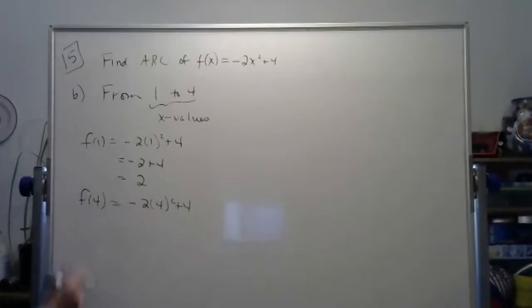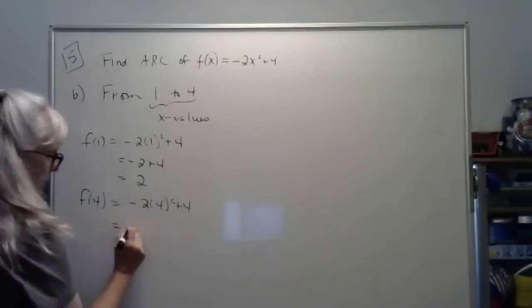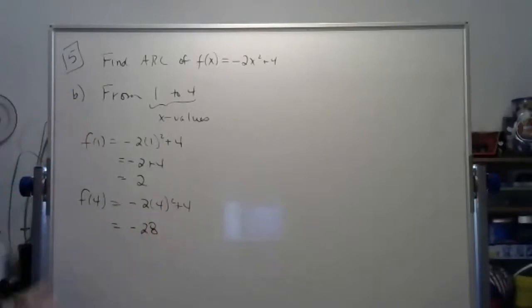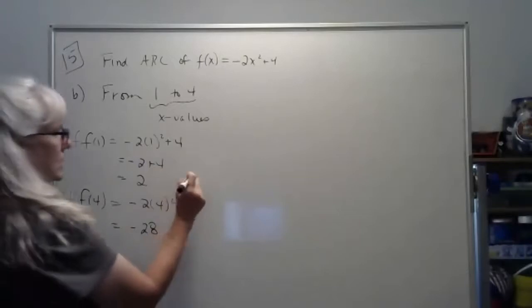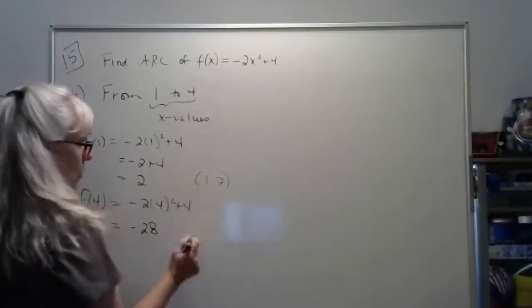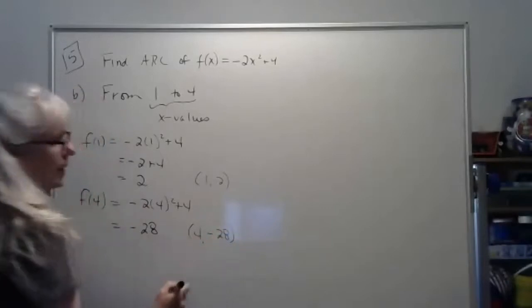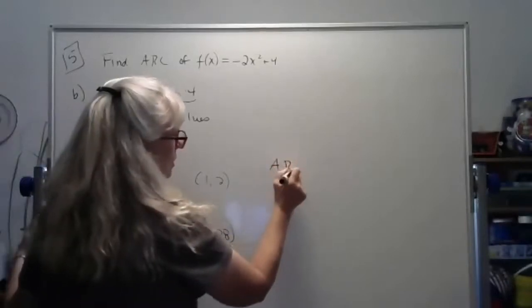Negative 28. Correct, that's what I got too. Are we good with that? Thank you, nicely done. Now we can go find our slope. So this translates into the point 1, 2. This is the point 4, negative 28. And now we'll go find our average rate of change.